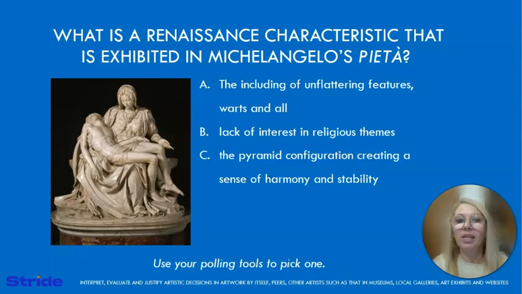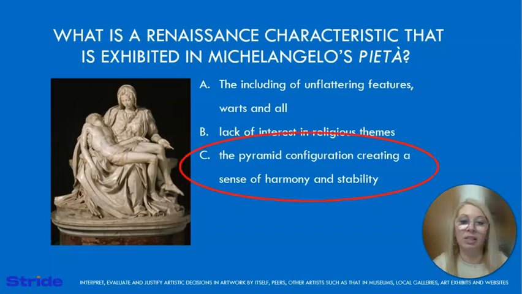So, what is a Renaissance characteristic that is exhibited in Michelangelo's Pieta? Is it A, the including of unflattering features, warts and all, B, lack of interest in religious themes, or C, the pyramid configuration creating a sense of harmony and stability? The answer is, of course, C, the pyramid configuration.